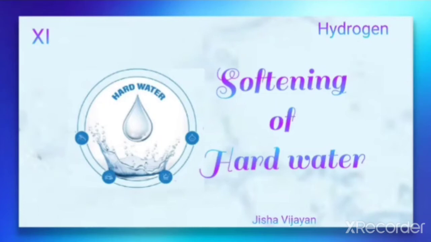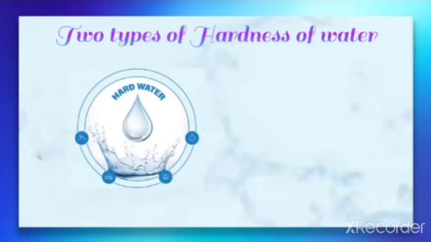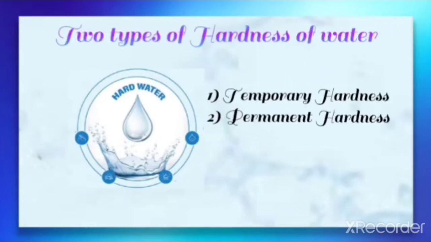As we have already discussed, there are two types of hardness of water, that is temporary hardness and permanent hardness. The hardness due to the presence of bicarbonates of calcium and magnesium salts dissolved in it is called temporary hardness, and it is called temporary because it can be very easily removed by simply boiling the hard water for some time.